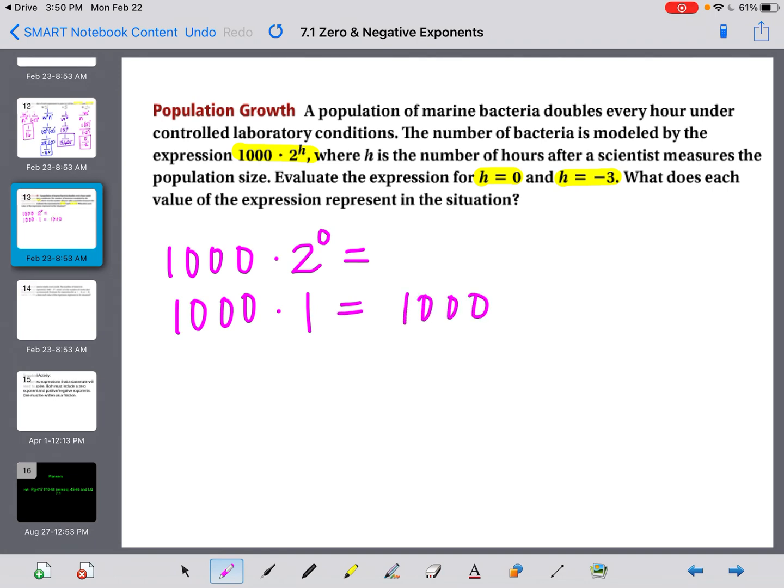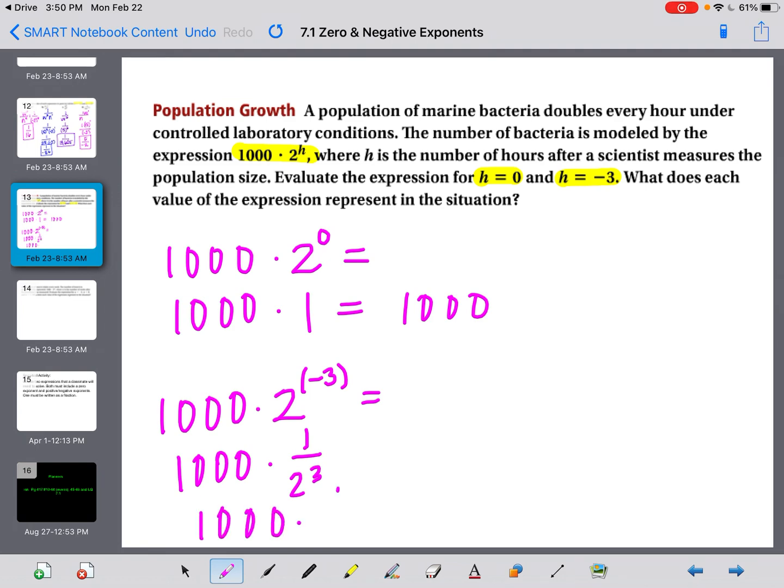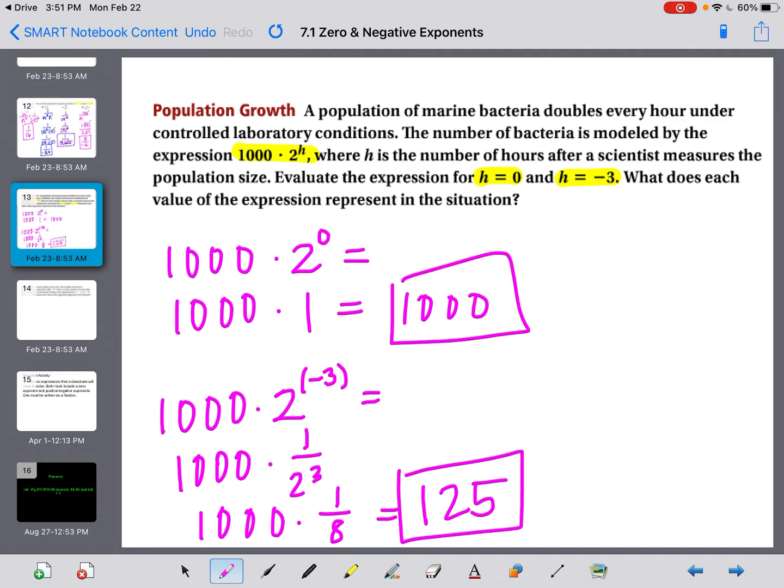Okay, the second answer we're looking for is 1,000 times 2 to the -3rd power. Okay, meaning I have to turn that into 1,000 times 1 over 2 to the 3rd power, or 1,000 times 1 over 8, sorry. Okay, and if I take 1,000 times 1 over 8, I get 125. Those are the two answers they're looking for in this word problem.